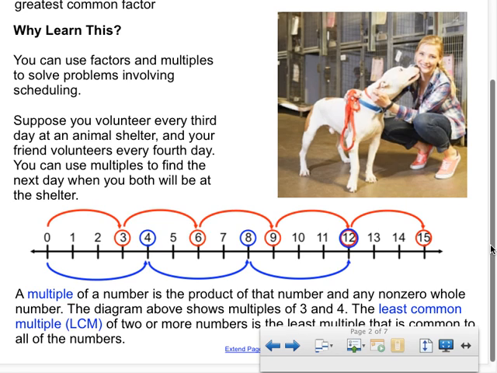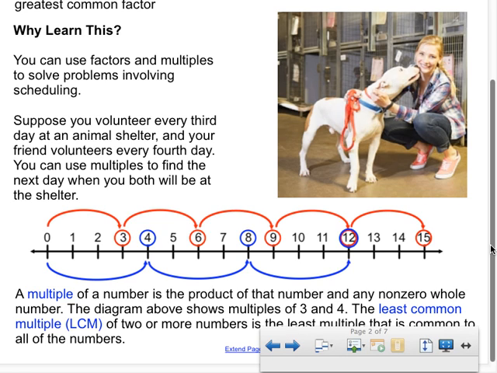Understand? Now, let's take a look, because your friend works every 4th day, right? So the multiples of 4 are 4, 8, 12, and 16. But if you notice, they have a common multiple, right? And so the first multiple they have in common is what? 12. Now, if we continue to skip count, there are other numbers that they'll have in common, right?